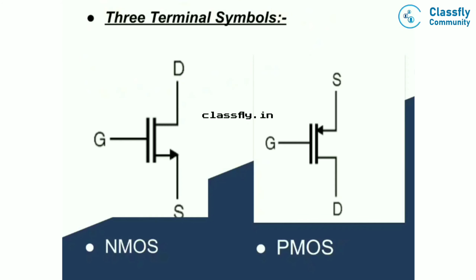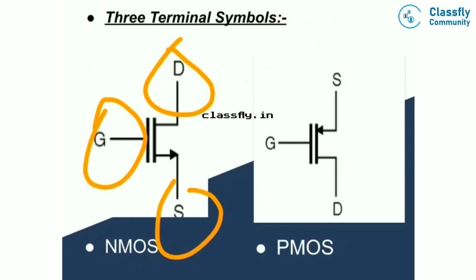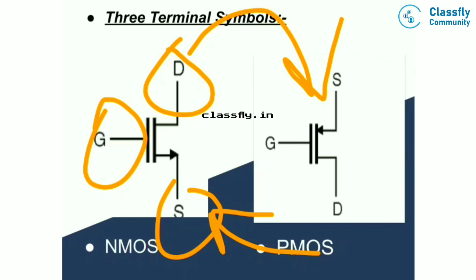So I hope you understood the 3 terminal symbol, and just remember that there will be one drain, one gate and one source. At the source the charge carrier comes in, from the drain the charge carrier comes out, and the gate will control the voltage between the drain and the source.